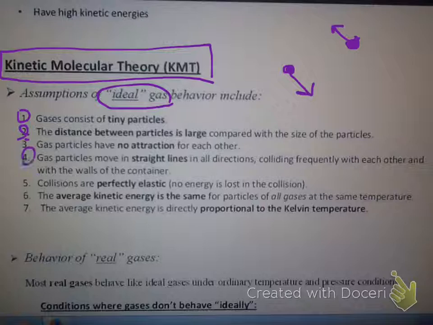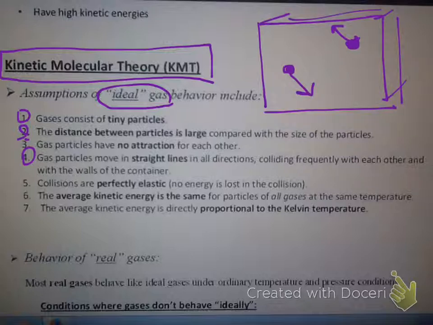The fourth postulate: the gas particles move in straight lines in all directions, colliding frequently with each other or with the walls of the container. So whenever you have a gas, we're always going to talk about the gas being in a container. I like to use boxes because I can actually draw a box. So you've got this gas inside of this container here, and I'll make some more molecules.